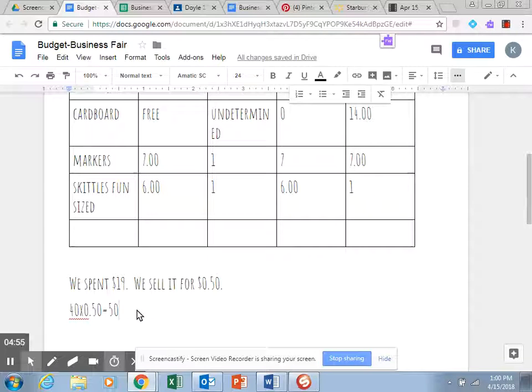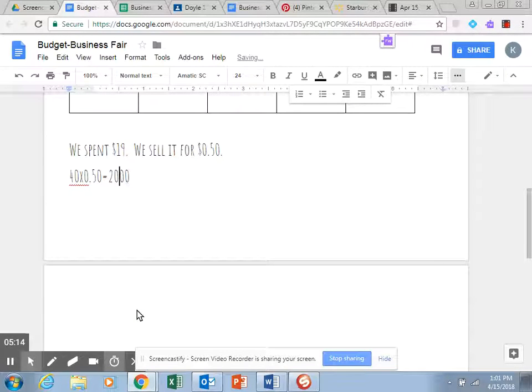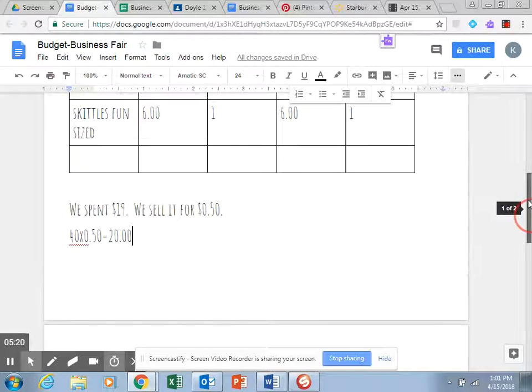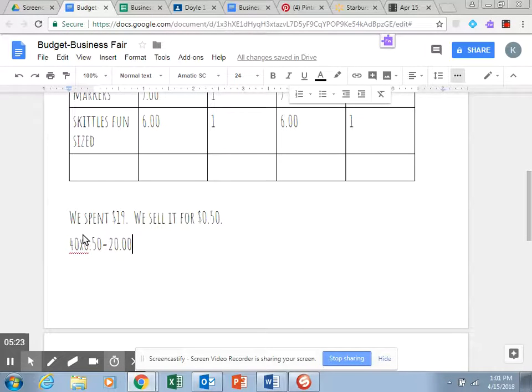Let's try 40. So cover up your 2 zeros. I'm covering up my zeros on the computer. 4 times 5 is 20. Okay, then there's 1 zero. You would make $20. So I'm pretty close, but I want to go down a little bit. I would just keep playing with my numbers until I figure out exactly how many of these little guys I need to sell to earn $19. So you keep playing with your math until you figure that out. That's what you would do.